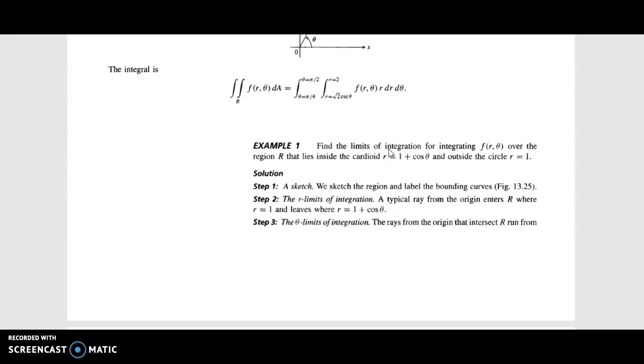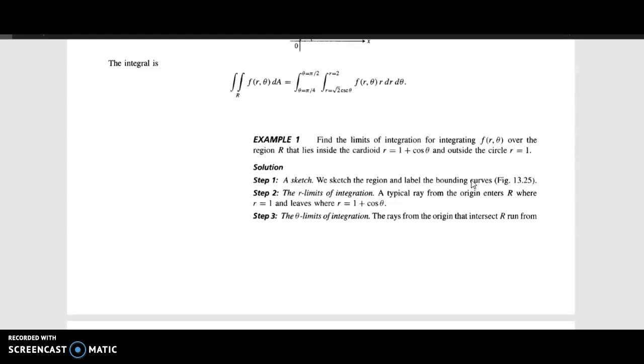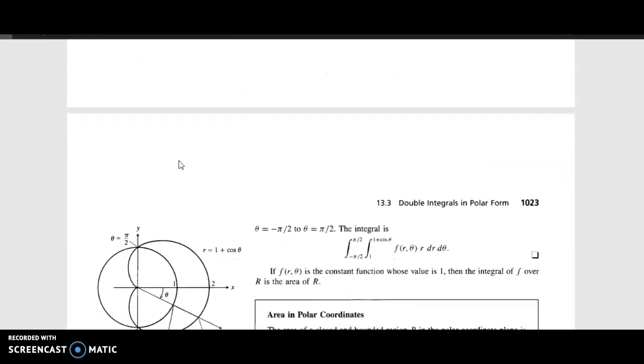Question: find the limits of integration for integrating f(r, theta) over the region R that lies inside the cardioid r equals 1 plus cos theta and outside the circle r equals 1. Look at the region here. First of all, we have to look at the region. This is the cardioid and this is a circle. This is the circle r equals 1, and this is the cardioid r equals 1 plus cos theta.